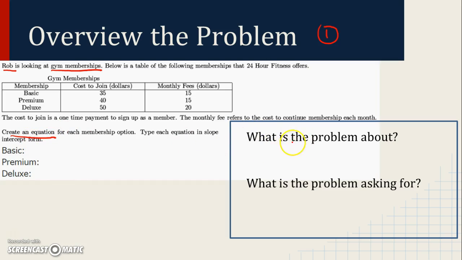Good, so you can see that right away at the beginning we know what the problem is about. The problem is about Rob buying a gym membership. And then what was the problem asking us to do, or what is it asking us for? Well, that was kind of given to us at the end when it said create an equation. So we know that we're going to create 3 equations because there's 3 different membership options.